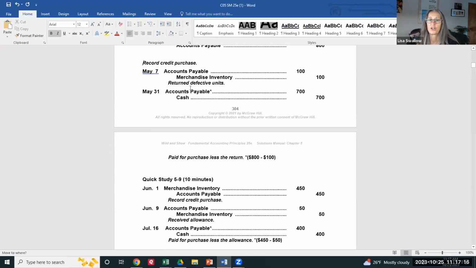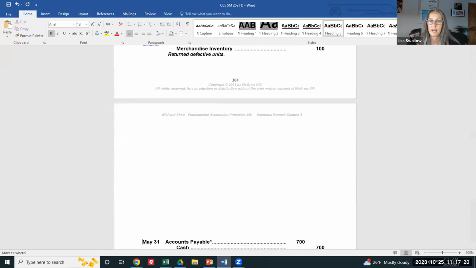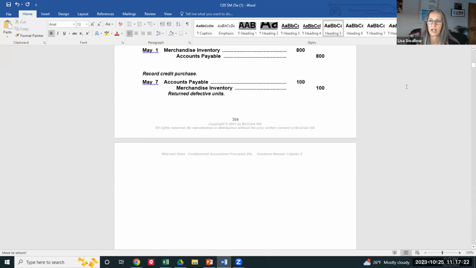Okay, I'm returning my defective units. So now I've got a debit to accounts payable and a credit to inventory, right? If you set up your T account for inventory right now, you would see a debit for 800 and a credit for 100. And same thing with your accounts payable. How much do you actually owe your vendor right now? 700 bucks. So make the last journal entry, please, on the 31st.